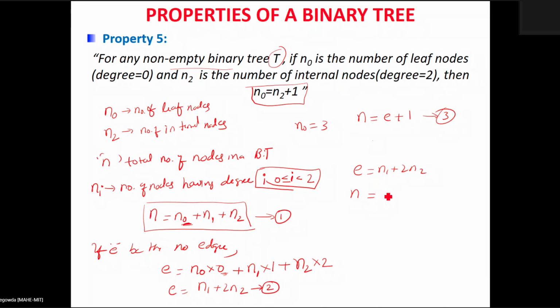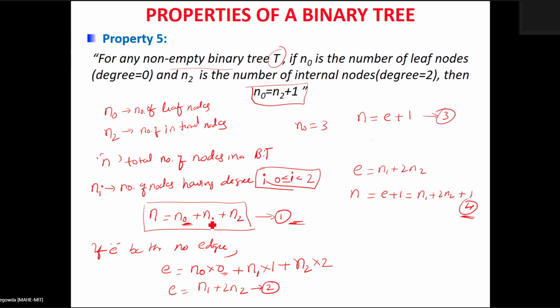What is that e plus 1? What is e? In this case, n1 plus 2n2, plus 1. So this is nothing but the n value. I'll call this equation number 4. Then after that, I have equation number 1, and I have equation number 2 here. Now equate these two.